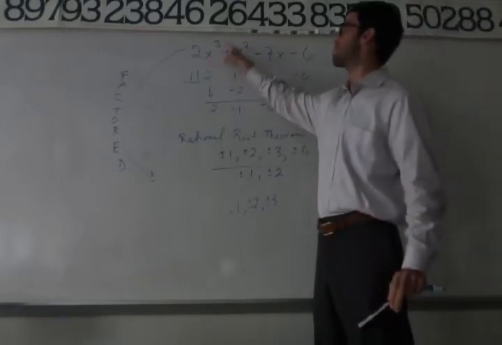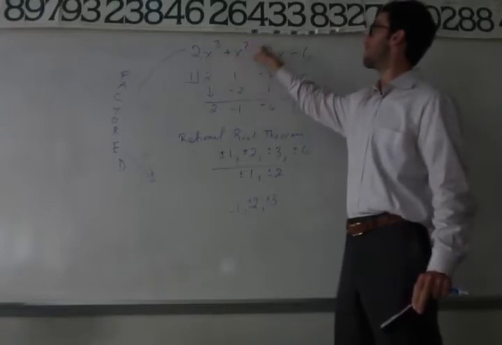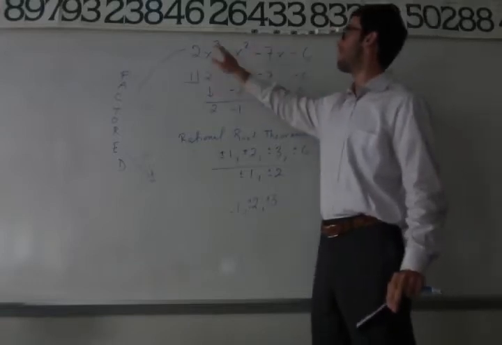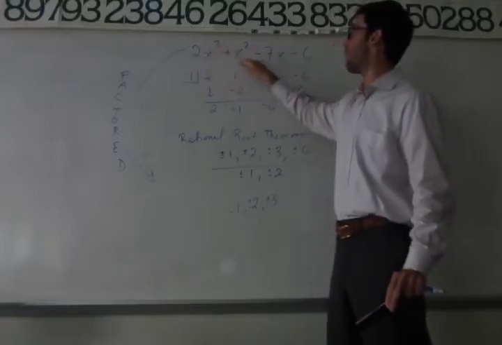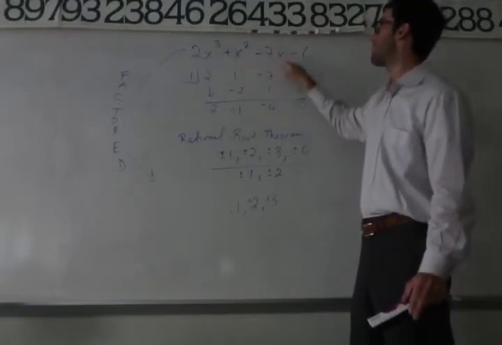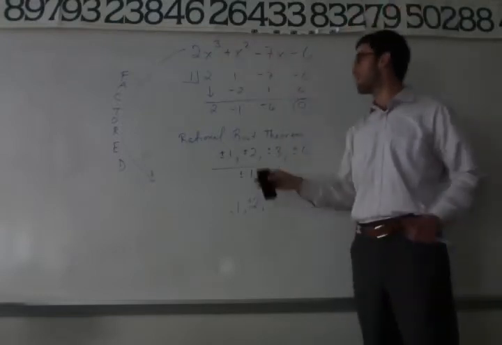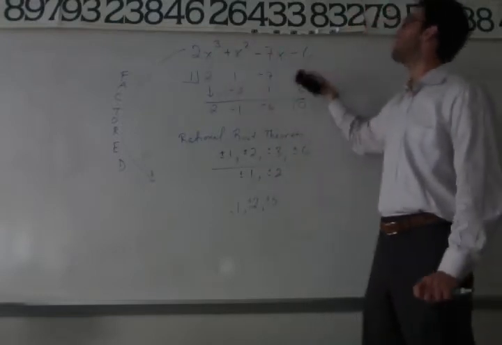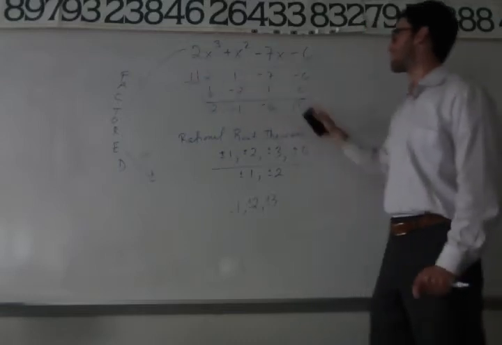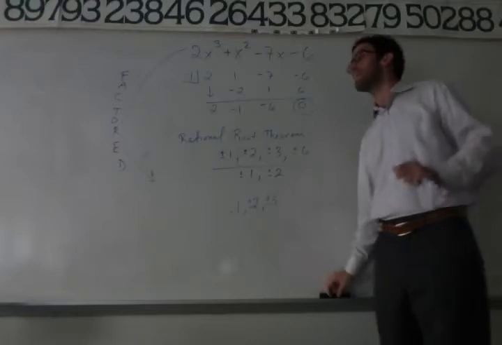Negative 1 to the third is negative 1, times 2 is negative 2. Negative 1 squared is 1. So now we have negative 2 and 1, so we're at negative 1 so far. When we plug it in here, we'll get positive 7. So now we have positive 6 minus 6 is 0. So if you plug in negative 1 up here, you get 0. If you use synthetic substitution, you get 0. Whichever way you want to do is fine. It doesn't matter. Okay?